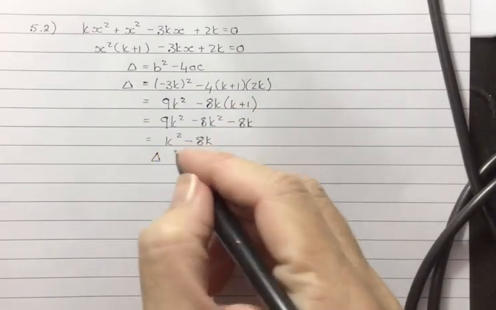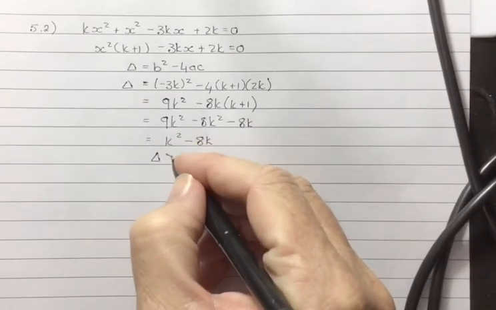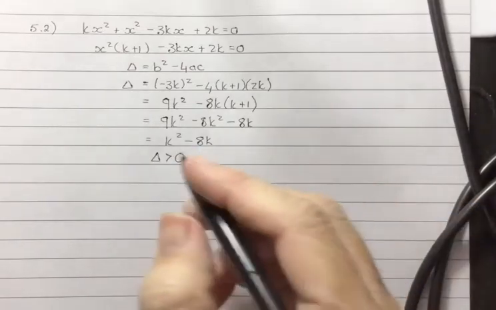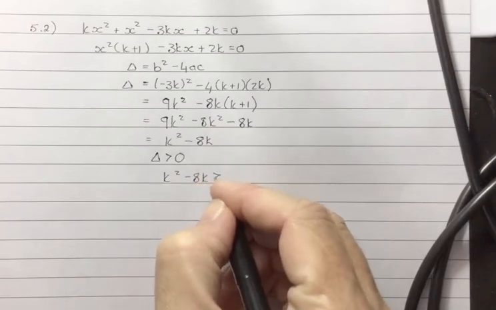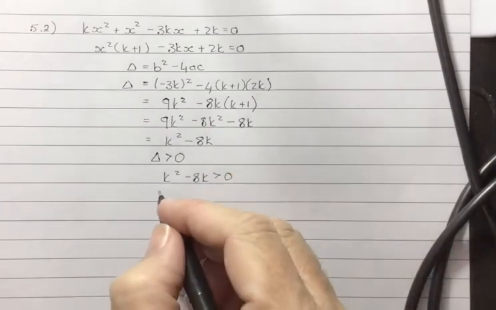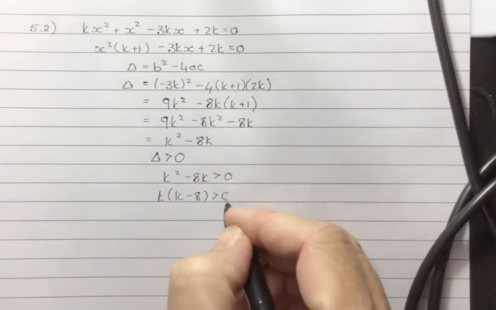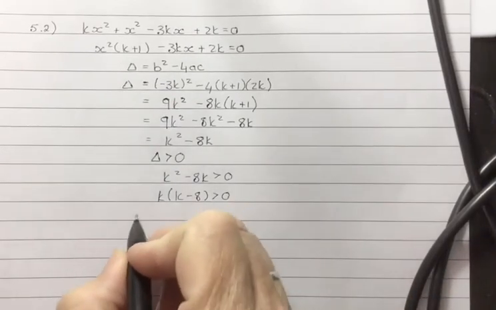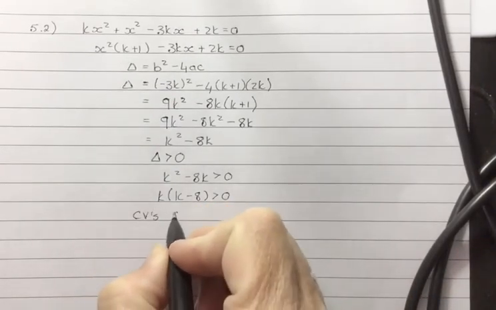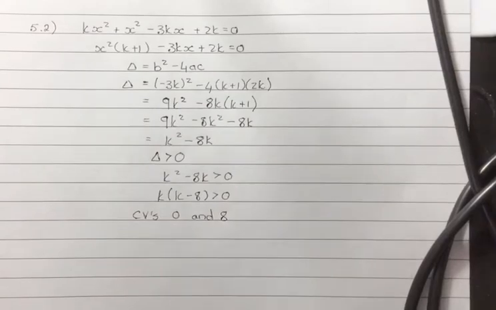We are asked to find the values where the roots are real and unequal. So to be real and unequal, my delta needs to be greater than 0. Taking this, I therefore have k squared minus 8k needs to be greater than 0. Factorizing, we have k(k minus 8) greater than 0. This is now a quadratic inequality. To solve a quadratic inequality, I then need my critical values. In this case, my critical values then are 0 for k equals 0 and positive 8.